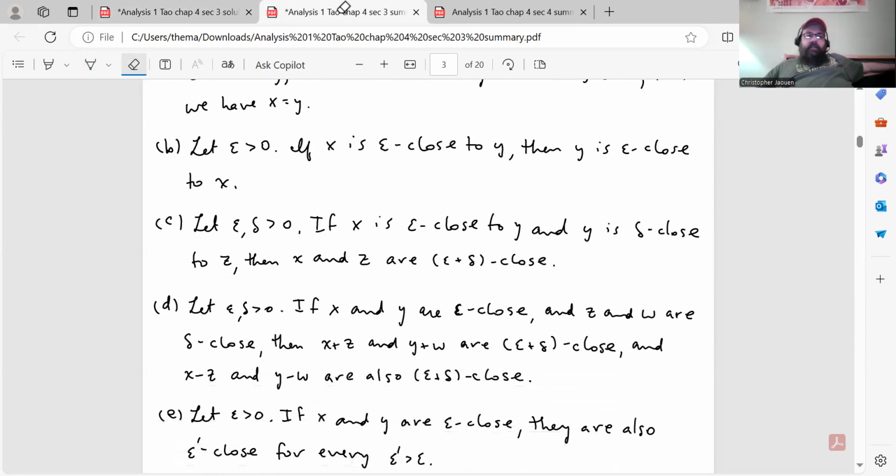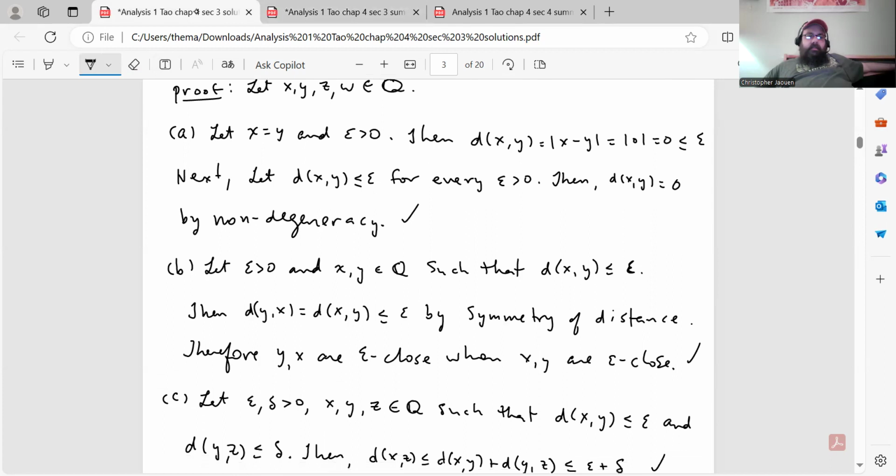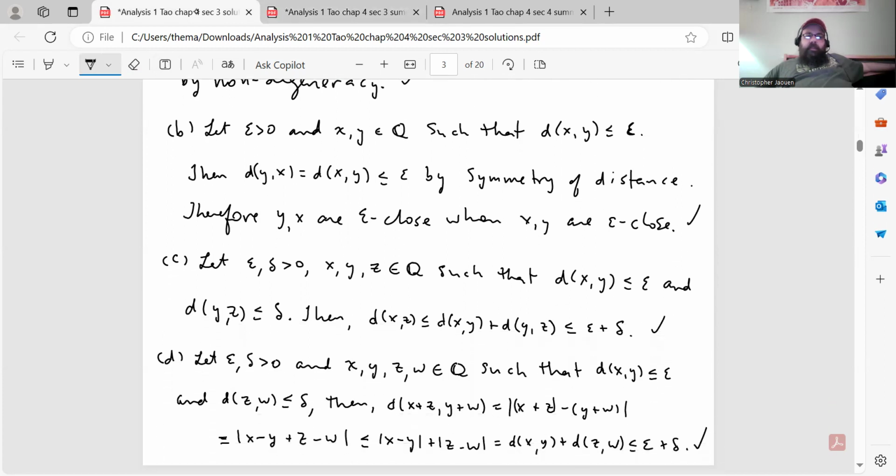Part B says let epsilon greater than 0. If x is epsilon close to y, then y is epsilon close to x. Okay, so here's the proof for part B. Let epsilon greater than 0 and x, y be rational numbers such that the distance between x and y is less than or equal to epsilon. Then the distance between y and x is equal to the distance between x and y, which is less than or equal to epsilon by symmetry of distance. Therefore, y and x are epsilon close when x, y are epsilon close.